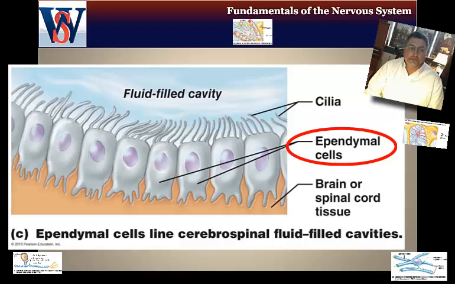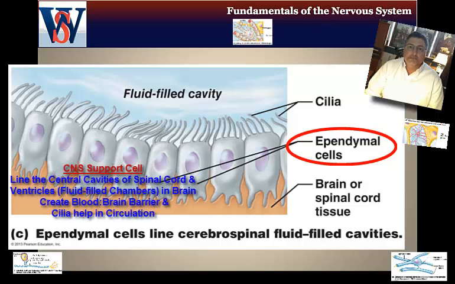Epidermal cells are going to be the third type of support cell that we have, and they're going to be anywhere from squamous to columnar-shaped cells with cilia that is going to project out into the central cavity. Now, these epidermal cells are going to line the central cavities of the ventricles that are going to be found in the brain and the spinal cord. Now, the fluid found in these cavities is going to be the cerebral spinal fluid.